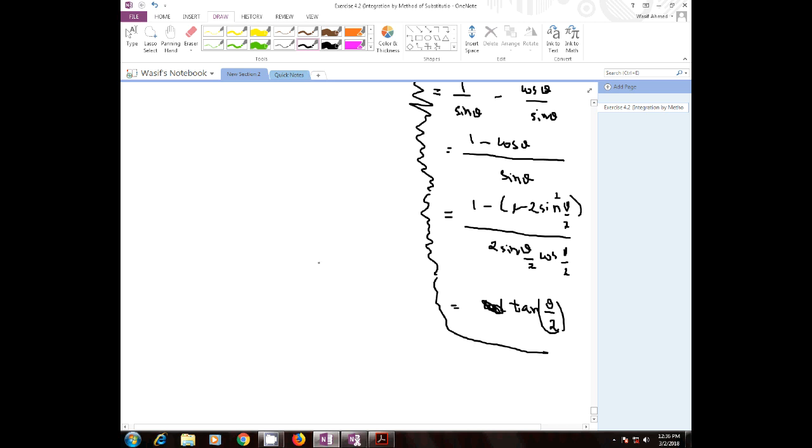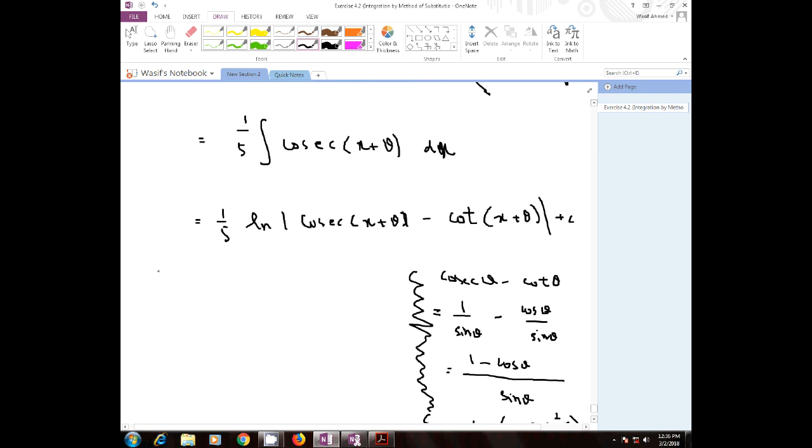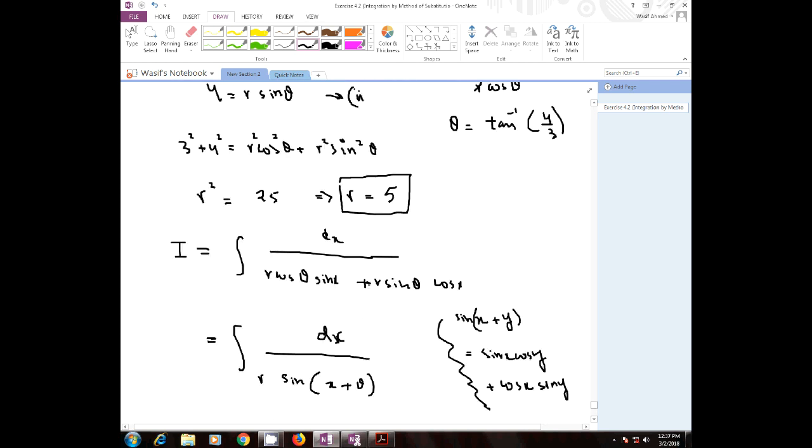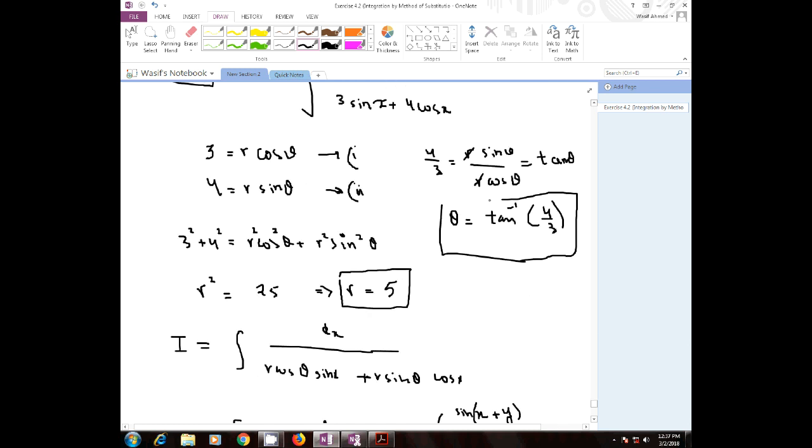So by using this explanation, we have the integral I equal to 1 divided by 5 natural log of tan of (x plus theta) divided by 2, plus constant of integration. In the next step, we have 1 divided by 5 natural log of absolute value of tan of (x divided by 2 plus theta divided by 2), and instead of theta we have already found the value of theta to be equal to tan inverse 4 divided by 3.